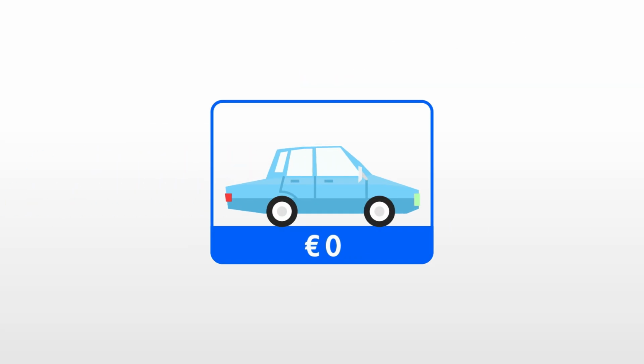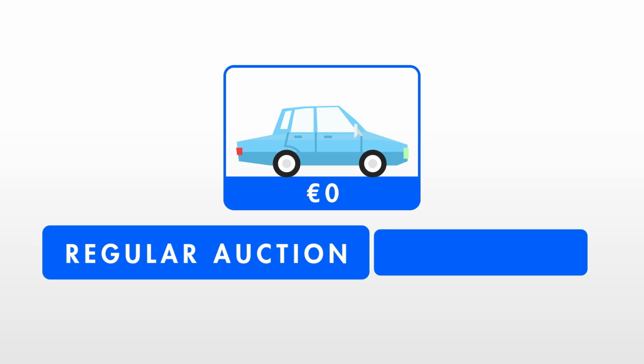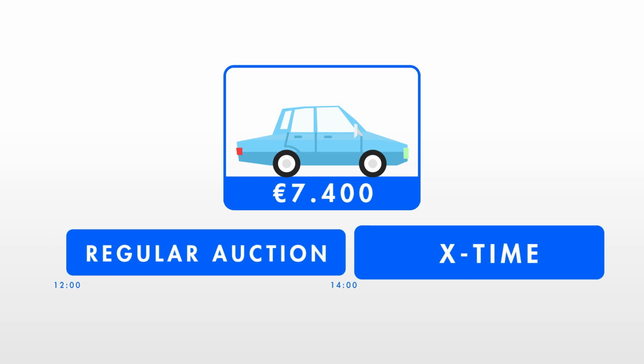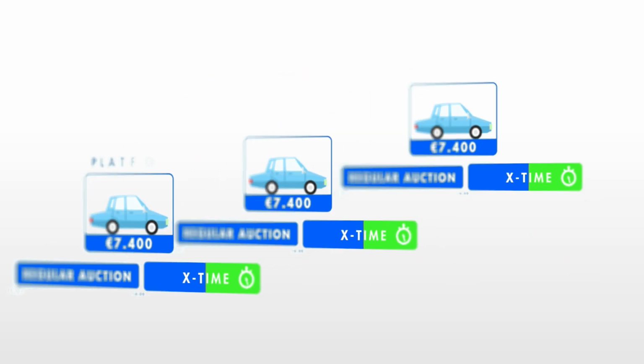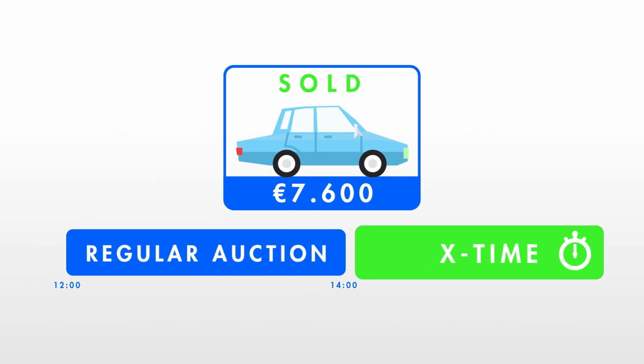To create a better buyer experience, the synchronized auctions always have two phases: a regular auction phase and an X-Time phase. During the X-Time phase, you get a number of seconds to update your bid. When a bid is placed on any of the platforms, the clock is reset and starts counting down again. This goes on until no more bids are placed.